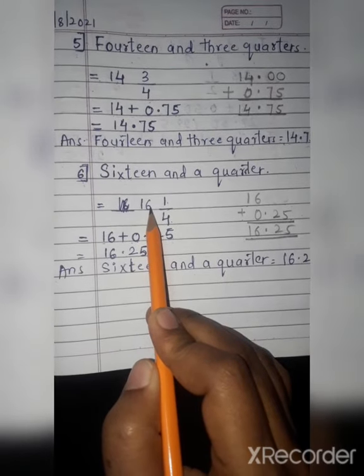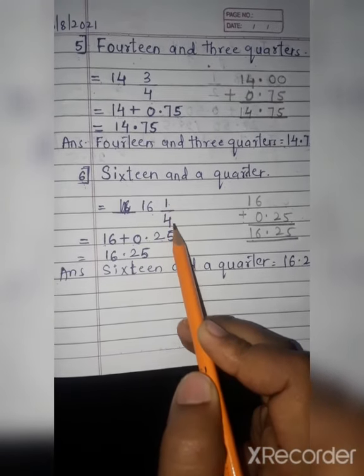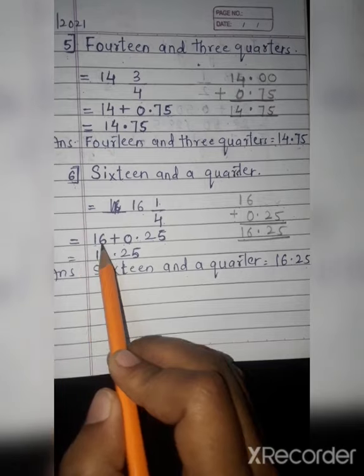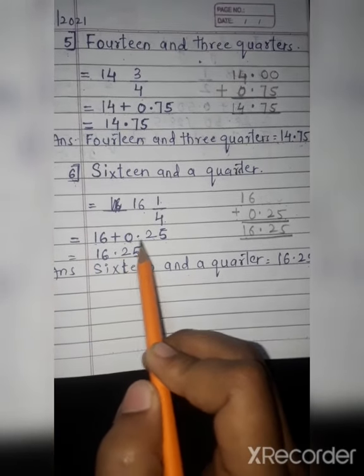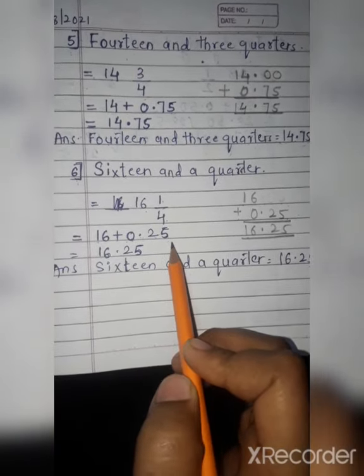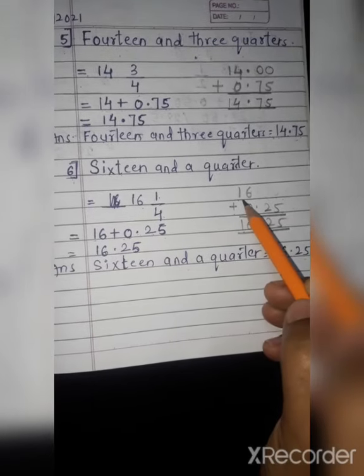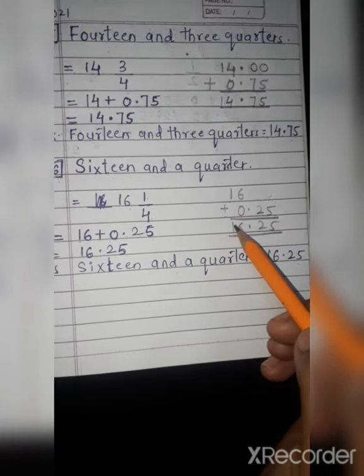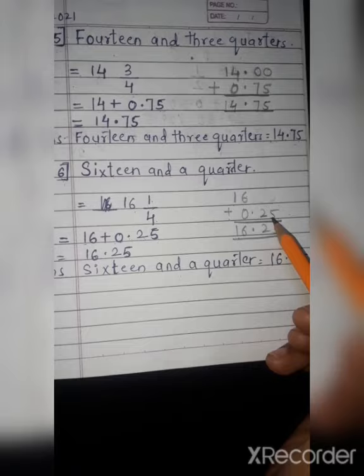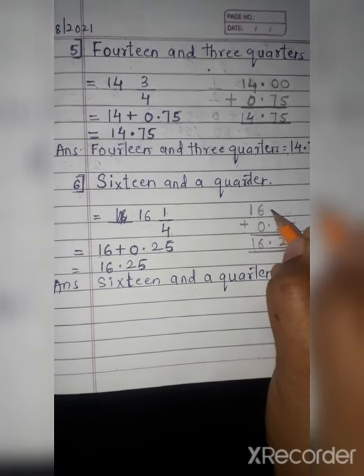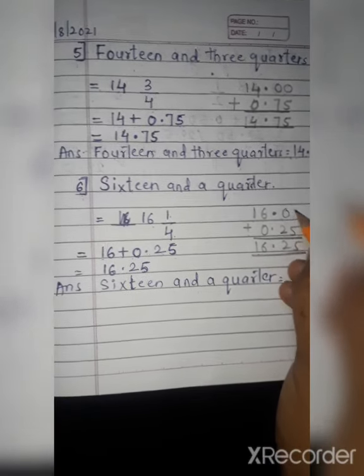Next sum, sixth sum, 16 and a quarter. 16 you write like this, then quarter is 1 upon 4. Second step, 16 plus 0.25. Then we will add this. 16 we wrote as it is, then plus 0.25. Here also the place is empty, we will write 0.